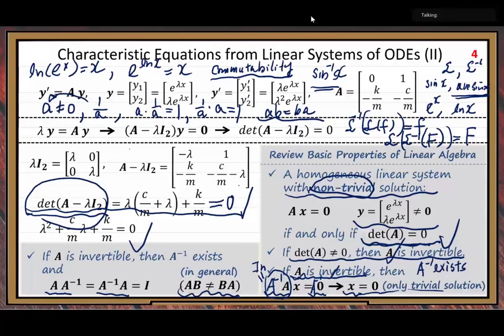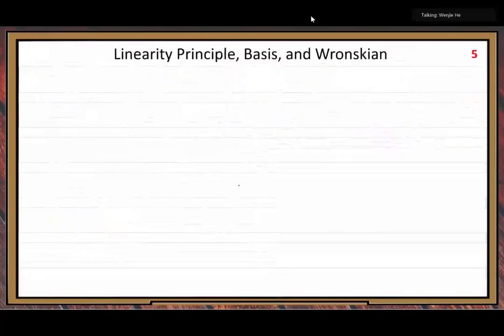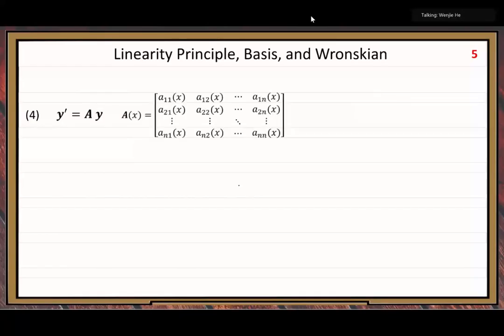All right, let's continue. Linearity principle, basis, and Wronskian. That's our old concept, right? So we can move a little faster, because there is nothing new. We learned the linearity principle, we learned the basis, and we learned the Wronskian. So here we just quickly review. This is the homogeneous version of our linear system, with the coefficient matrix.